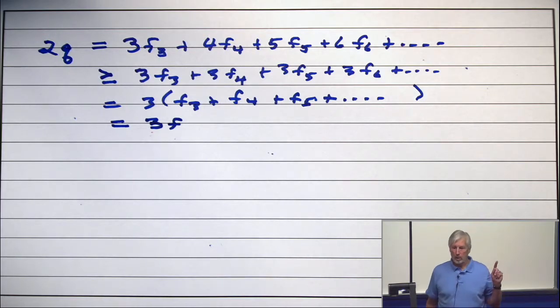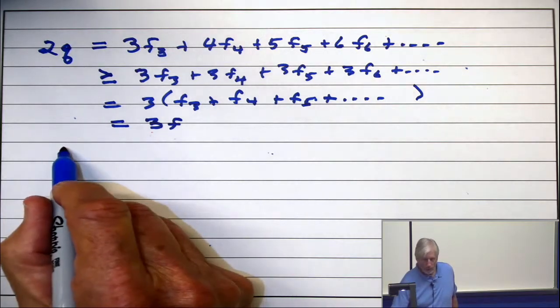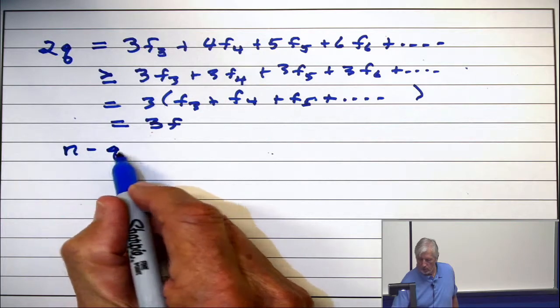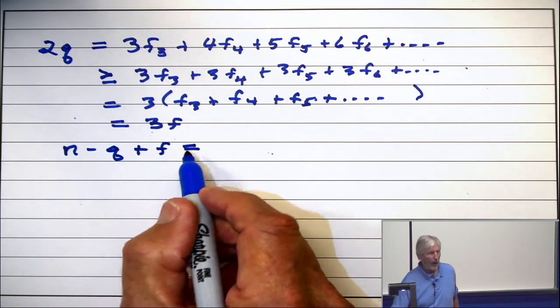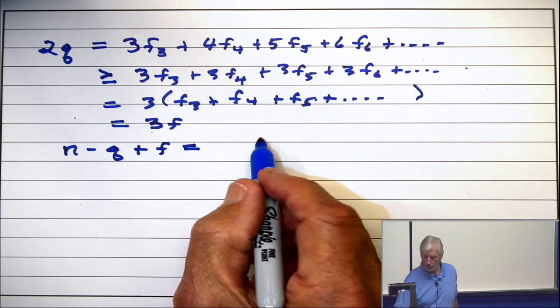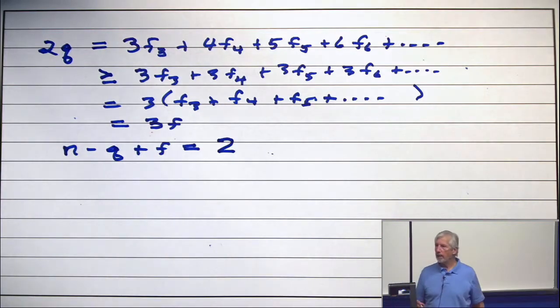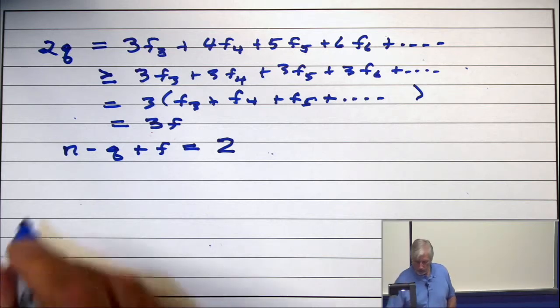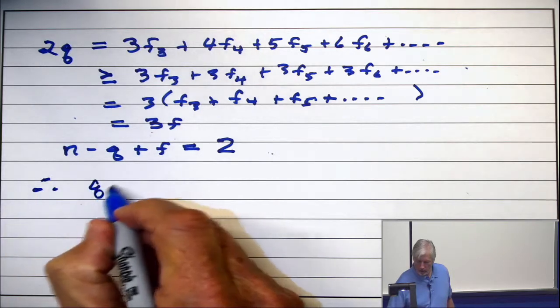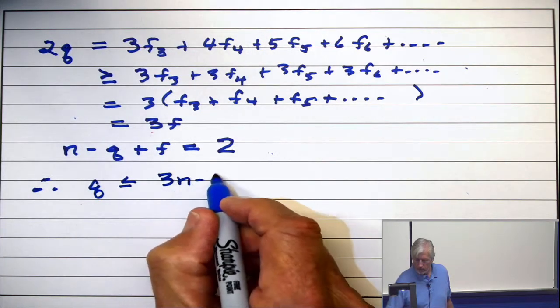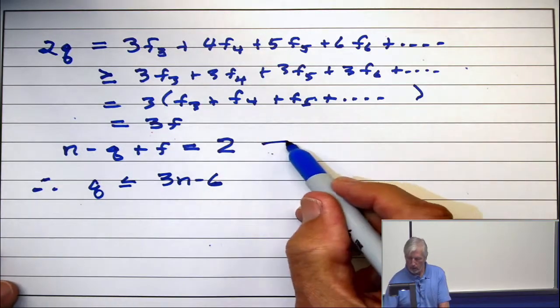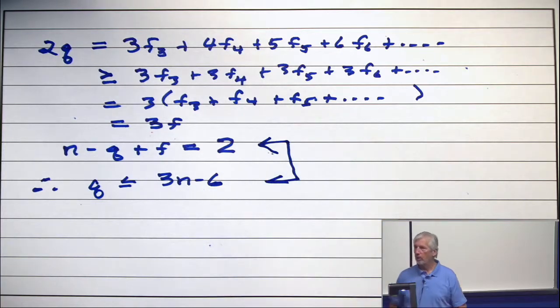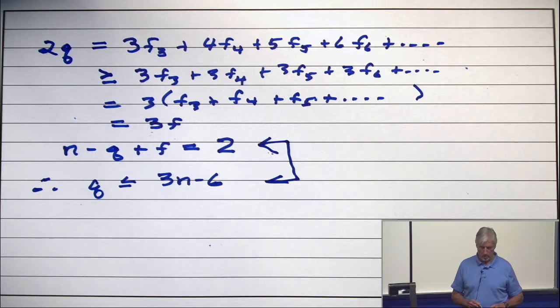Now, we know that our graph is connected, so our formula is N minus Q plus F equals what? 2. All right, now I'm going to stop right there and challenge you to use high school algebra to get to, therefore, Q is less than or equal to 3n minus 6. Take a minute and see if you can get from here to here using just the information that's on the doc cam. And trust me, this is not high school algebra, this is middle school algebra.